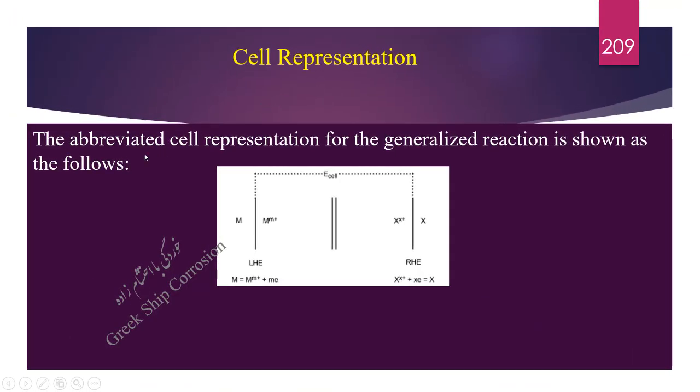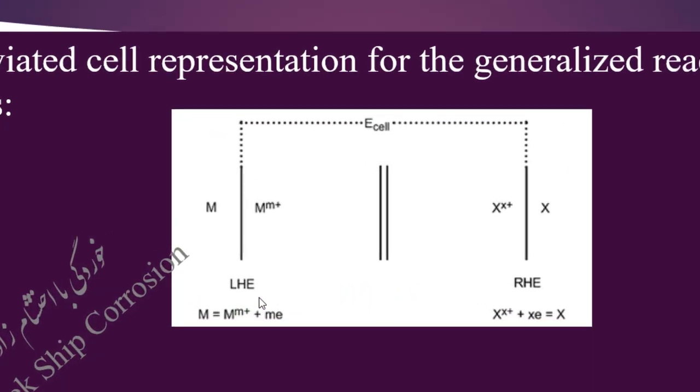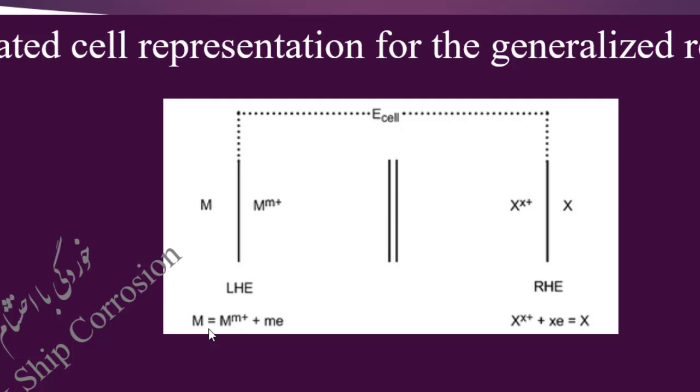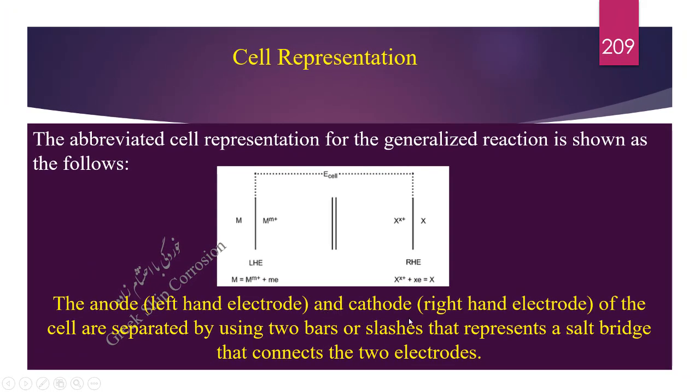Cell representation. The abbreviated cell representation for the generalized reaction is shown as follows: left-hand electrode, M yields M^(n+) plus n electrons. Right-hand electrode, X^(m+) plus m electrons yields X. The anode, left-hand electrode, and cathode, right-hand electrode of the cell are separated by using two bars or slashes that represent a salt bridge that connects the two electrodes. Here is the salt bridge.